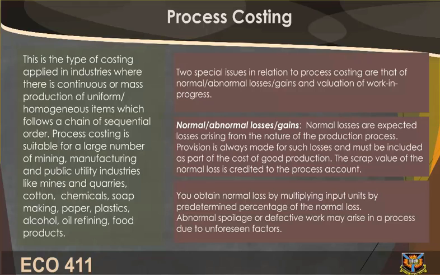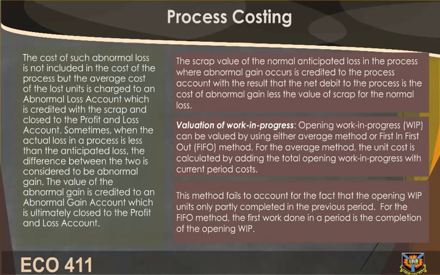Abnormal spoilage or defective work may arise in a process due to unforeseen factors. The cost of such abnormal loss is not included in the cost of the process, but the average cost of the lost units is charged to an abnormal loss account, which is credited with the scrap and closed to the profit and loss account.